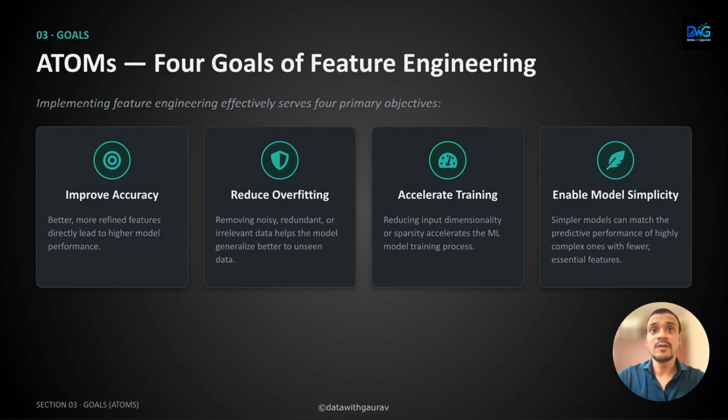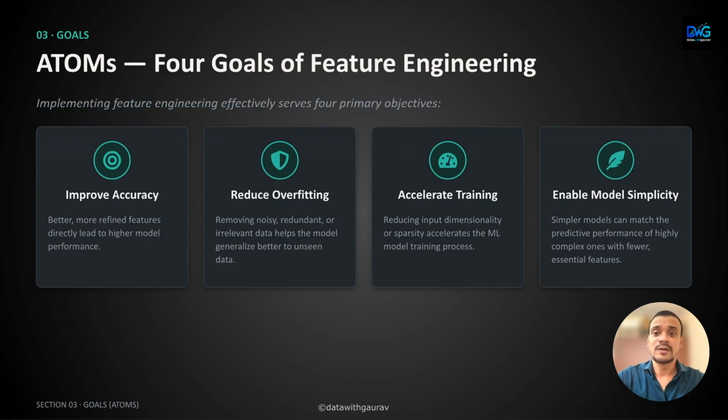Fewer, better features means the model has much less data to process. Reducing unnecessary dimensions or eliminating sparse or redundant features often results in faster training, lower computational cost, and more efficient machine learning pipelines.